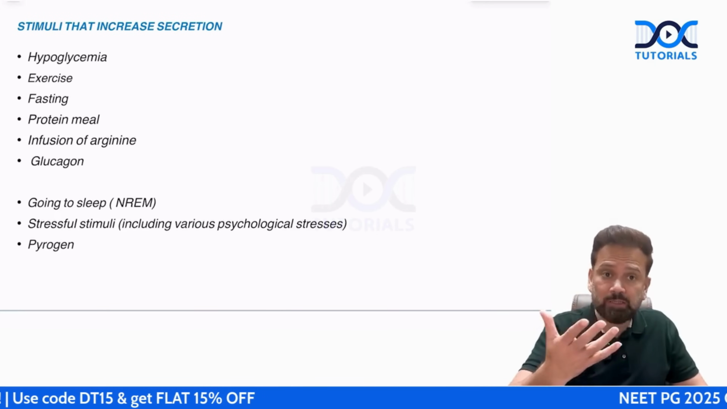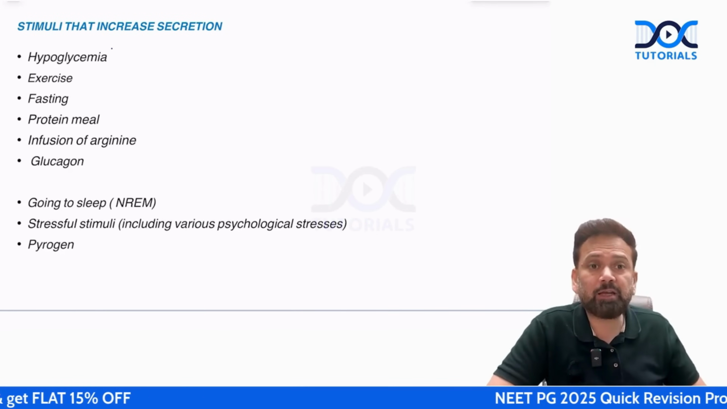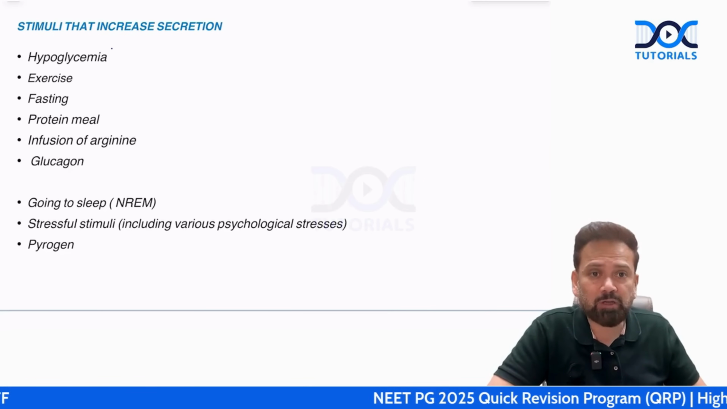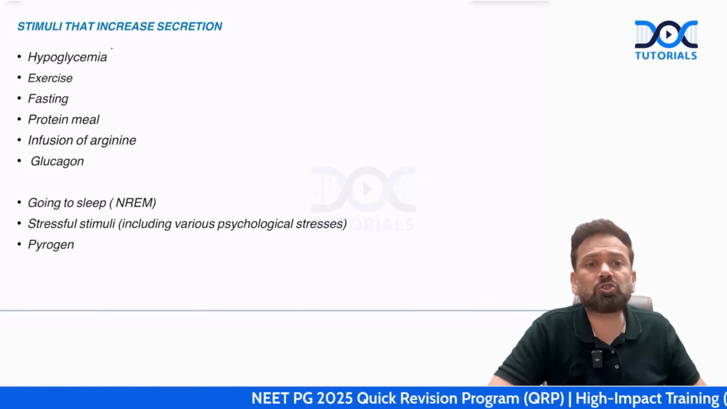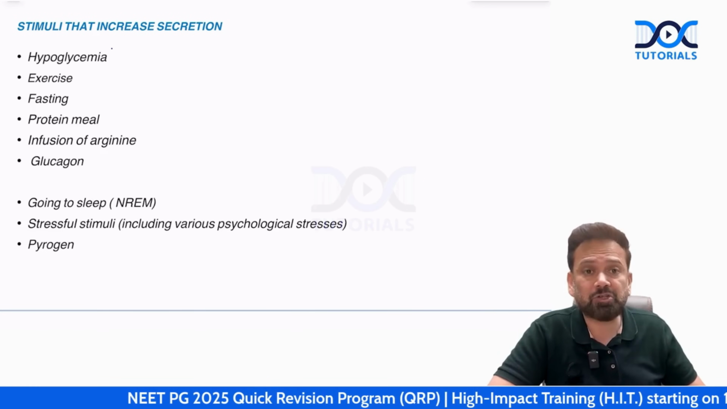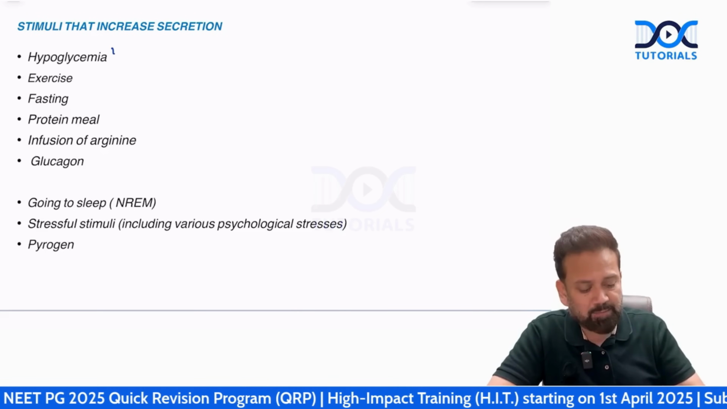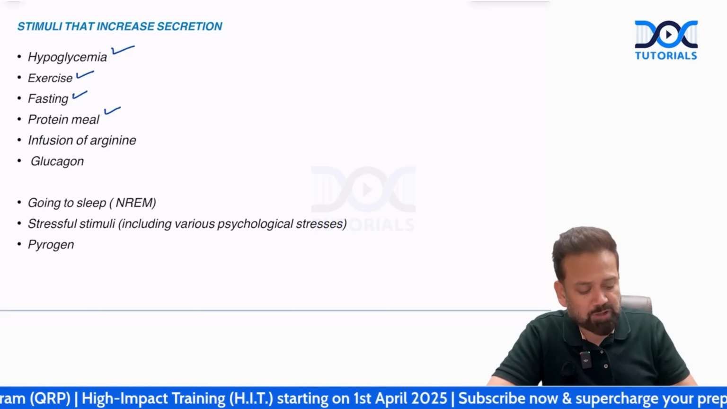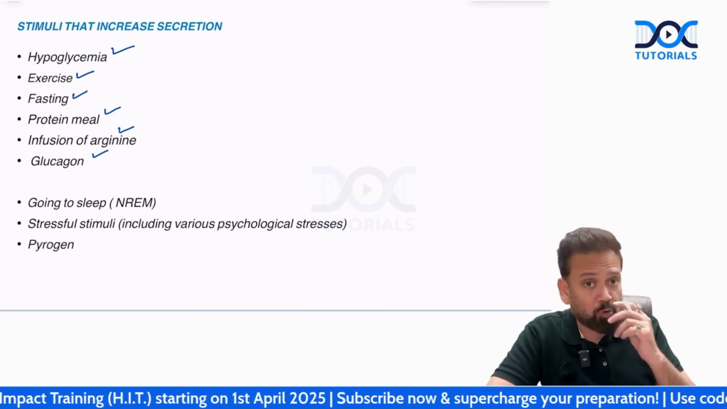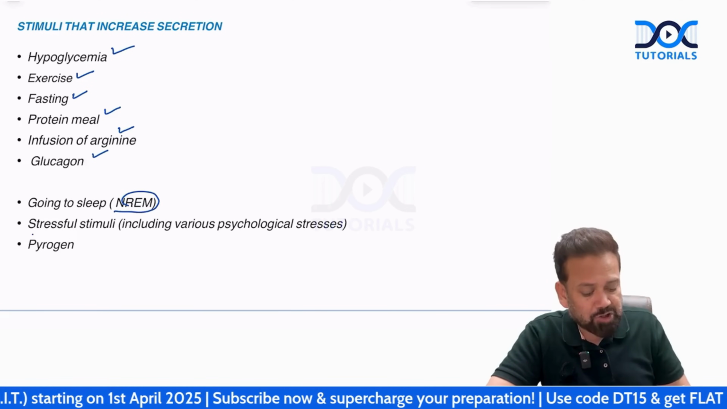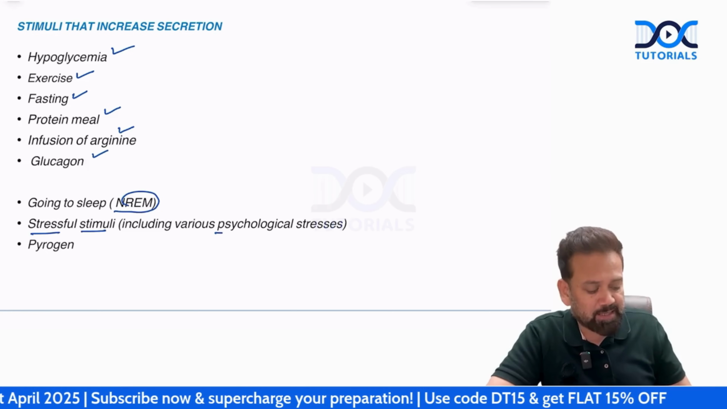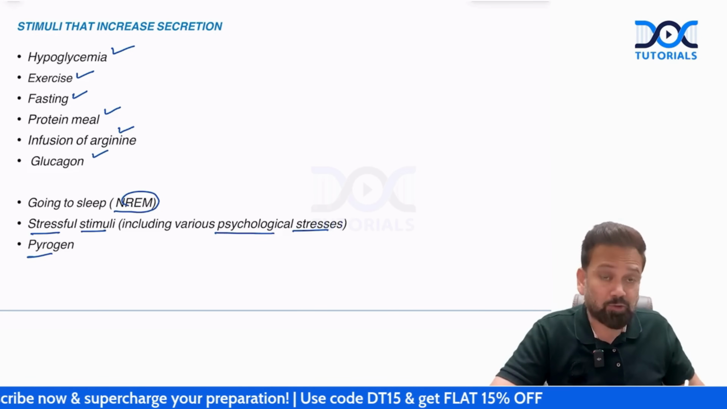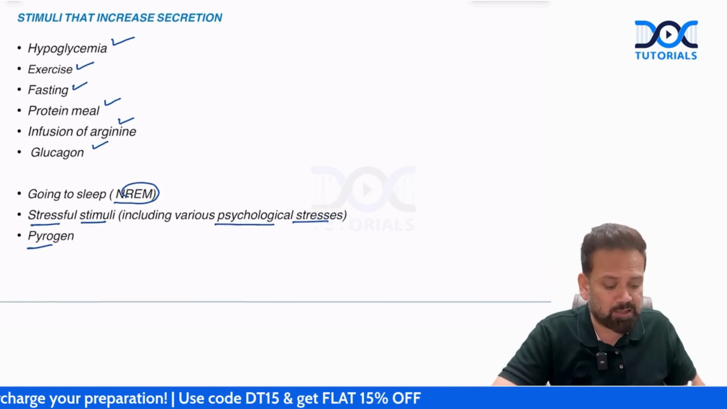Now, growth hormone is lipolytic. That is a good thing. It will increase protein synthesis and dissolve the fat. So what are the stimuli that increase secretion of growth hormone? Hypoglycemia, exercise, fasting, protein meal, infusion of arginine, glucagon, going to sleep, NREM sleep, stressful stimulation, even psychological stress, pyrogen. So please do remember these are the factors which increase growth hormone.